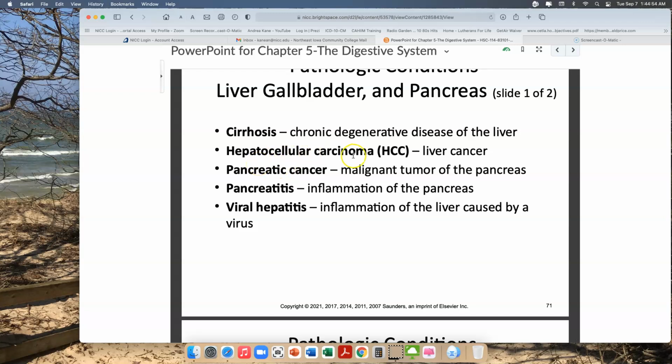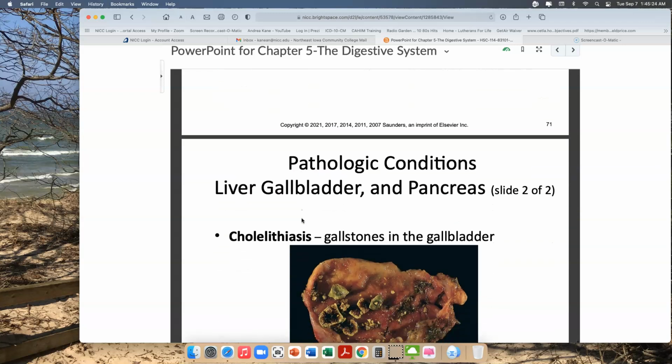Hepatocellular carcinoma is liver cancer. Pancreatic cancer is a malignant tumor of the pancreas. And by the way, people with liver cancer and pancreatic cancer diagnoses, typically the survival rate is less than 5%. It is very, very low. Pancreatitis is an inflammation of the pancreas. Viral hepatitis is a viral attack that causes inflammation of the liver.